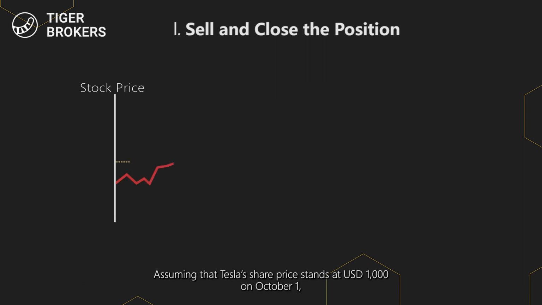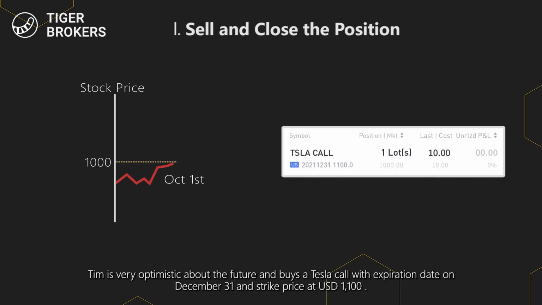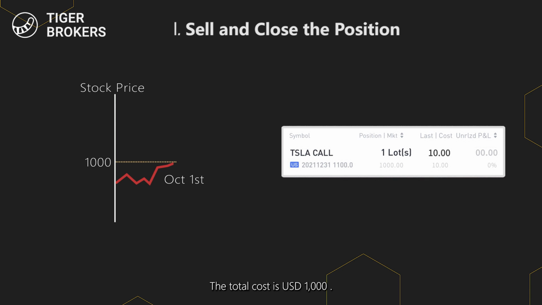Assuming that Tesla's share price stands at $1,000 on October 1st, Tim is very optimistic about the future and buys a Tesla call with expiration date on December 31st and a strike price at $1,100. The total cost is $1,000. Tesla's share price subsequently rises, as does the call price.